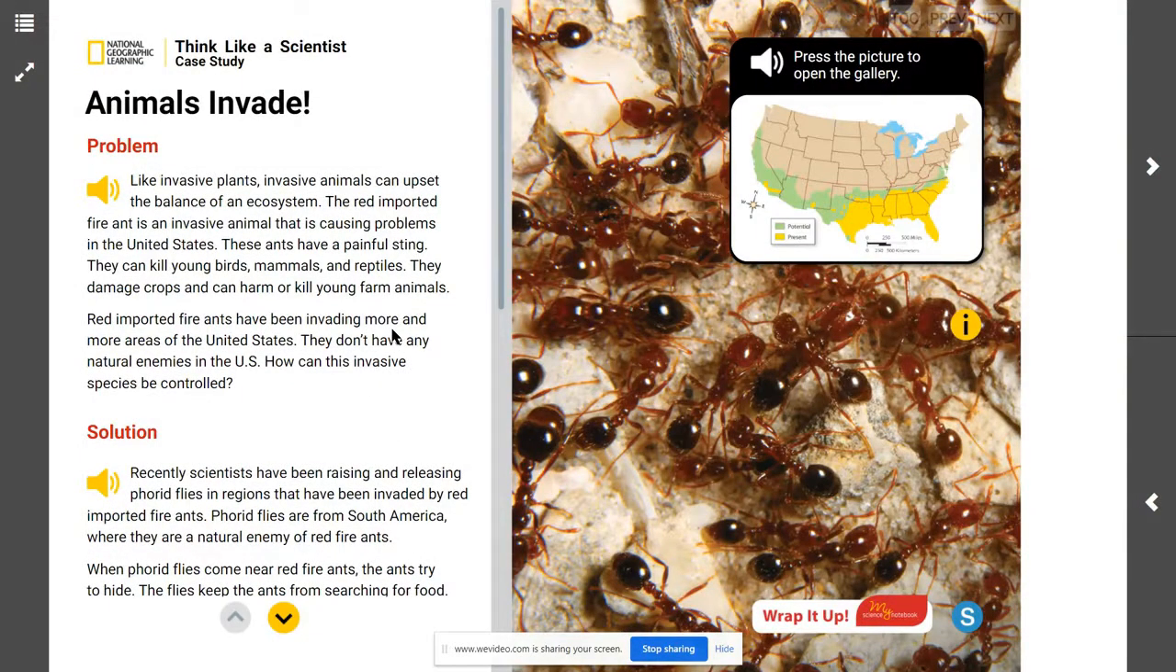Remember, your goals today are that you can describe how a newly introduced species is damaging the balance of an ecosystem, and that you can explain how scientists are using another species to control the population of an invasive species. So you need to be able to describe what's happening, and you need to be able to explain how those things are being controlled.